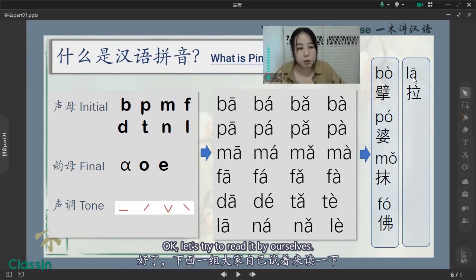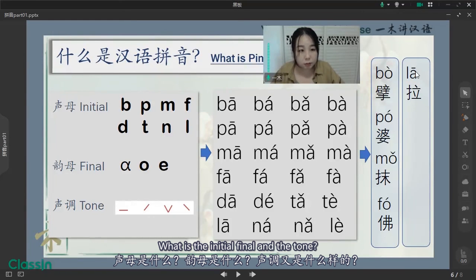Okay, let's try to read it by ourselves. What is the initial, final, and tone? L, a, la. N, a, na. L, l, l.